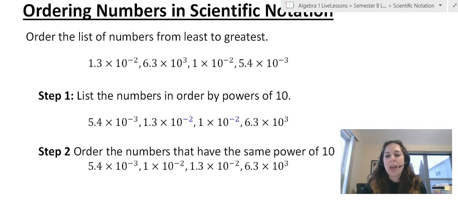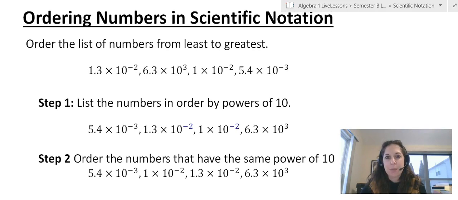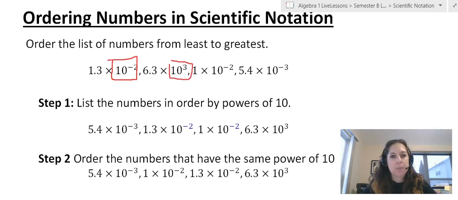All right. A common thing we also do with numbers in scientific notation is we order them from least to greatest. Let's say we're measuring the size of a bunch of insects, and we want to order the insects from least to greatest. So just a random example out there. But anyway, here's how we're going to do it. We're going to list the numbers in order by the powers of 10. So step 1.